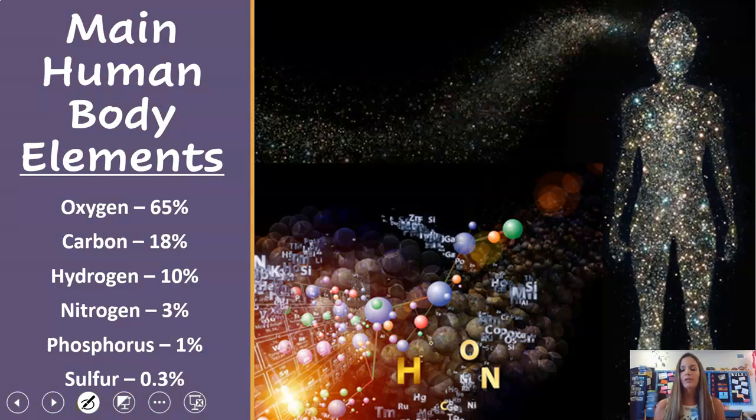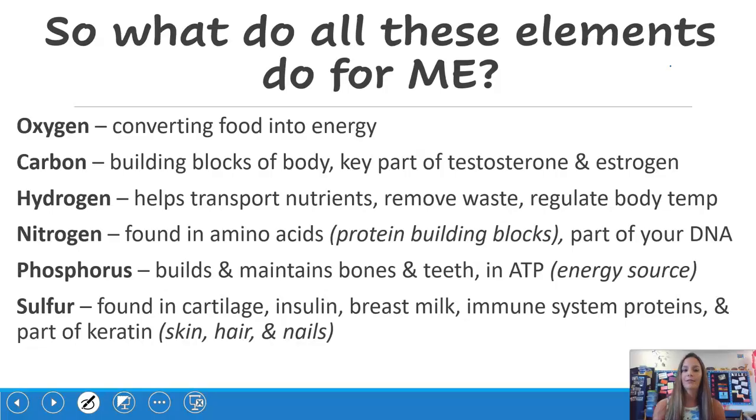So in the human body, there are some major elements that we're going to focus on. Those would be, in order of how often they are in your body, oxygen, which is the most plentiful, carbon, hydrogen, nitrogen, phosphorus, and then sulfur. There are lots of other elements in your body as well, but these are the 6 that we're going to focus on.